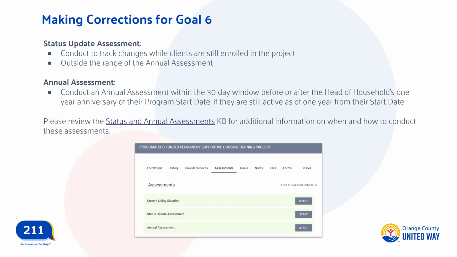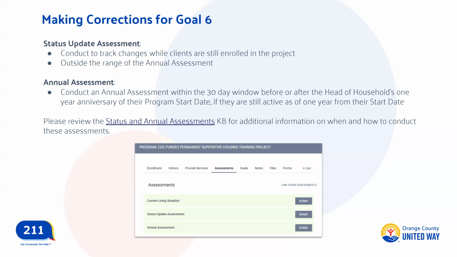And then the annual assessment should be conducted within the 30-day window before or after the head of household's 1 year anniversary of their program start date, if they are still active as of 1 year from their start date. And please review the status and annual assessments KB for additional information on when and how to conduct these assessments.